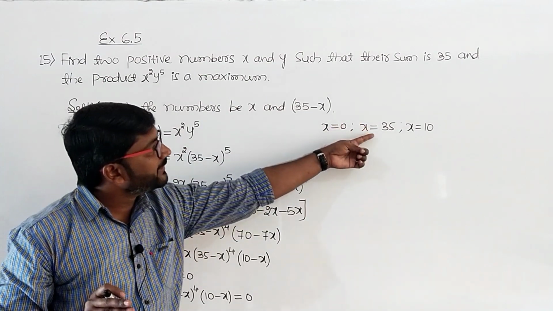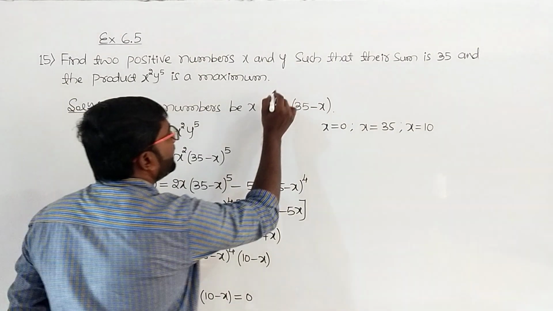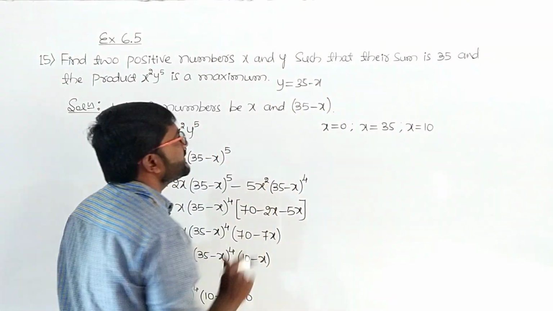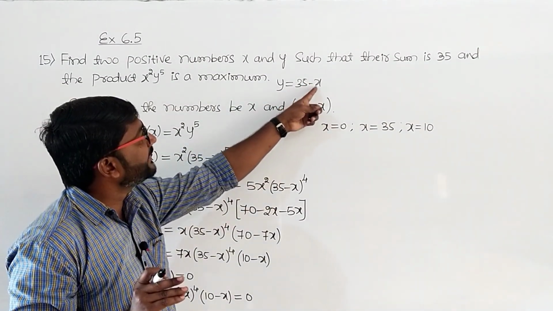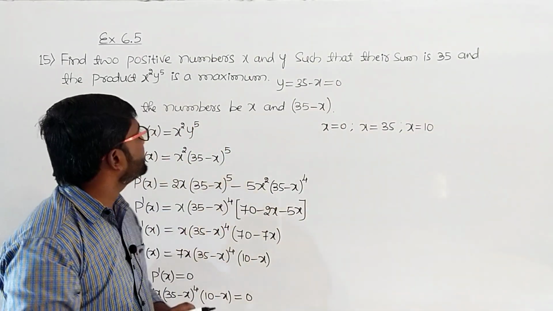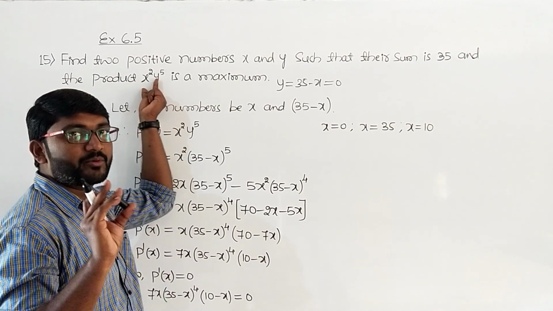Now go for x equal to 35. Substitute x equal to 35. We have y equal to 35 minus x. So if we take x as 35, 35 minus 35 means y will be 0. Again, if y is 0, then x square y raised to 5, the product will be 0.